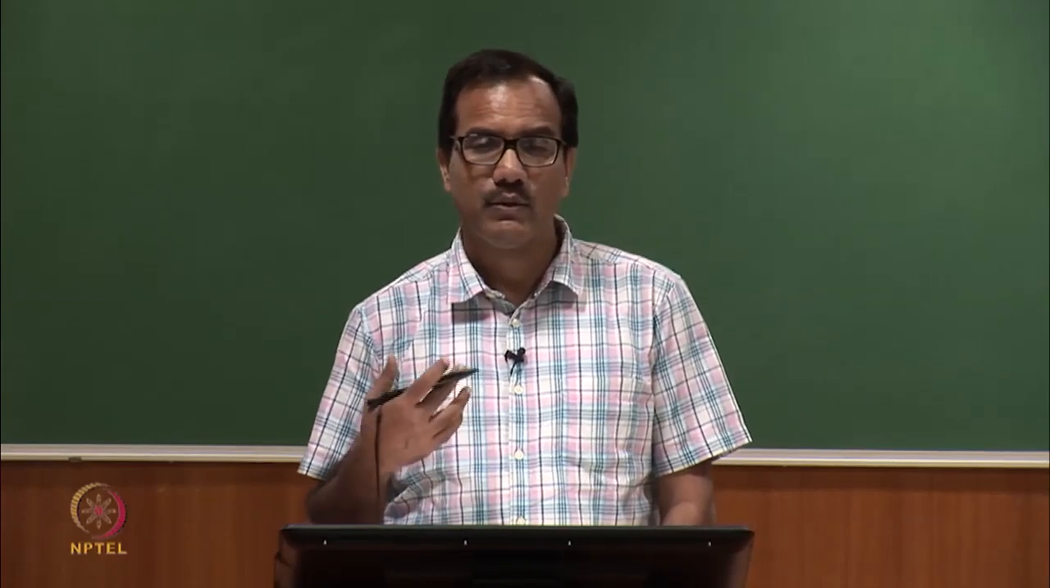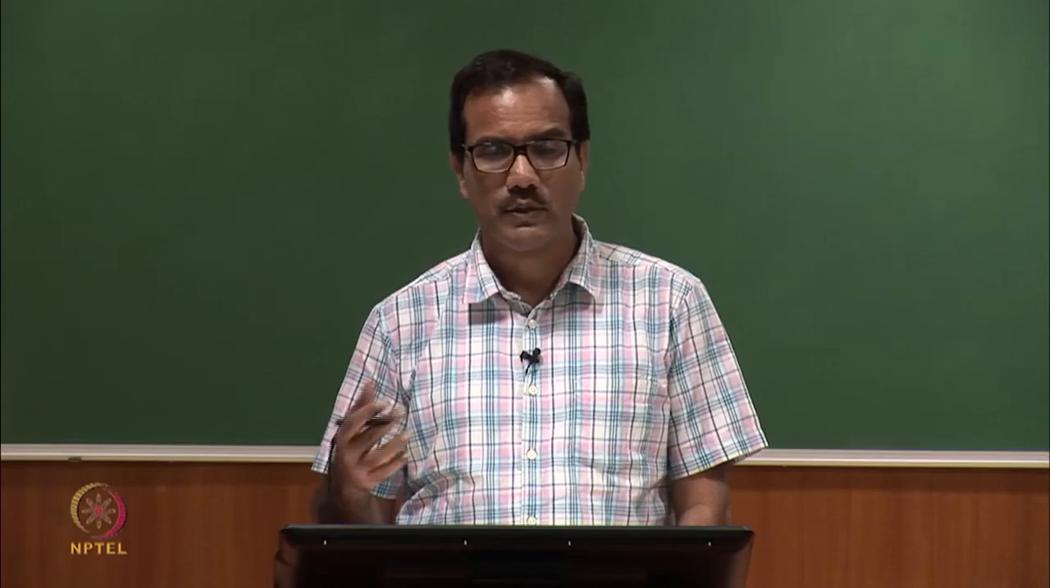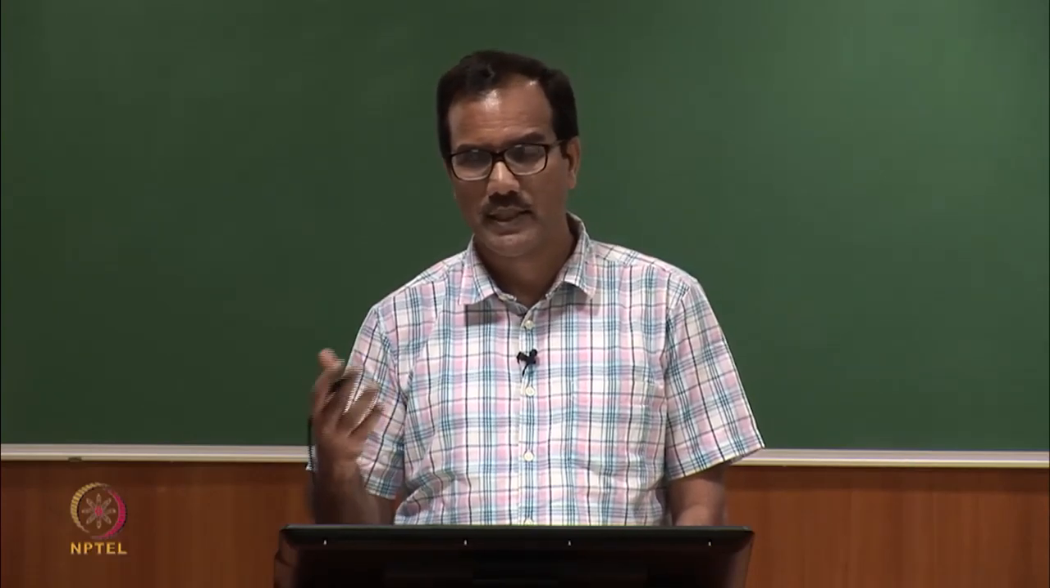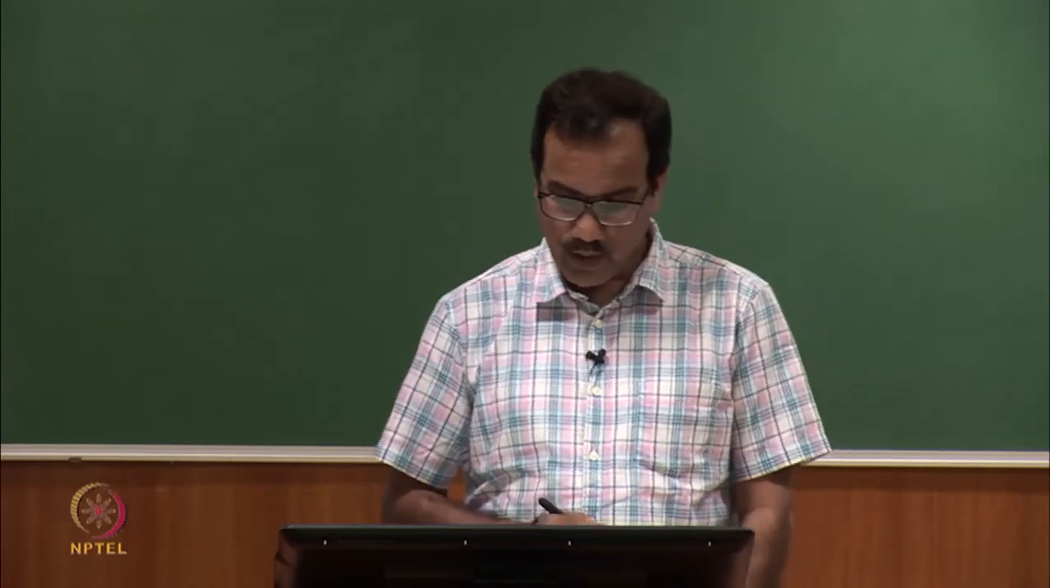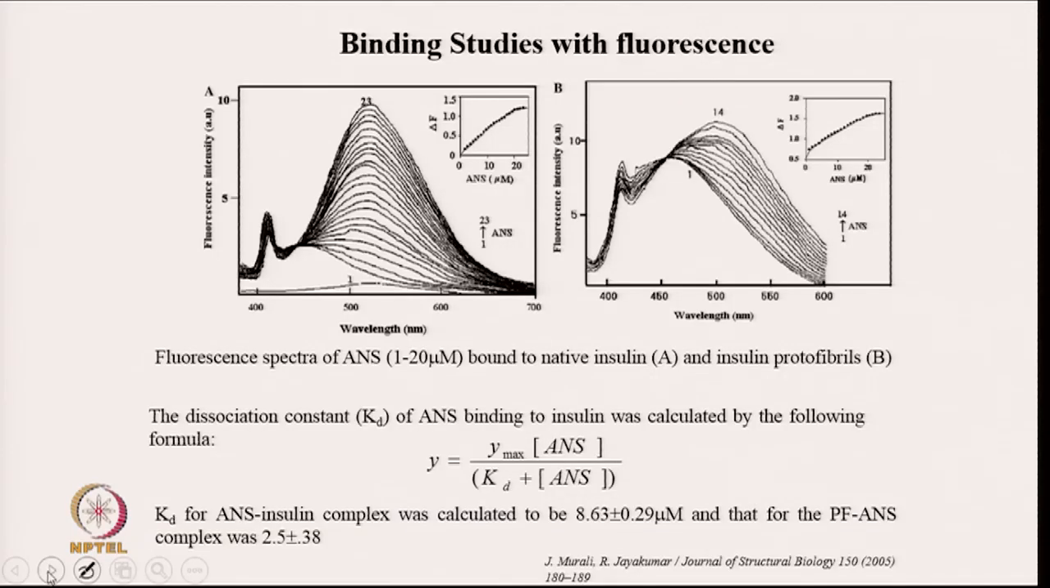In fact, you can use any signal from any spectroscopic technique which is basically proportional to the concentration of the fluorophore. Here I will show you one result where people have looked at the binding of ANS with bovine serum albumin. They use the same equation, y is equal to y max into ANS divided by KD plus ANS, and by just fitting this curve, they obtain the value of KD, which is around 8.63 plus minus 0.29 micromolar. So we can get the KD value using fluorescence.